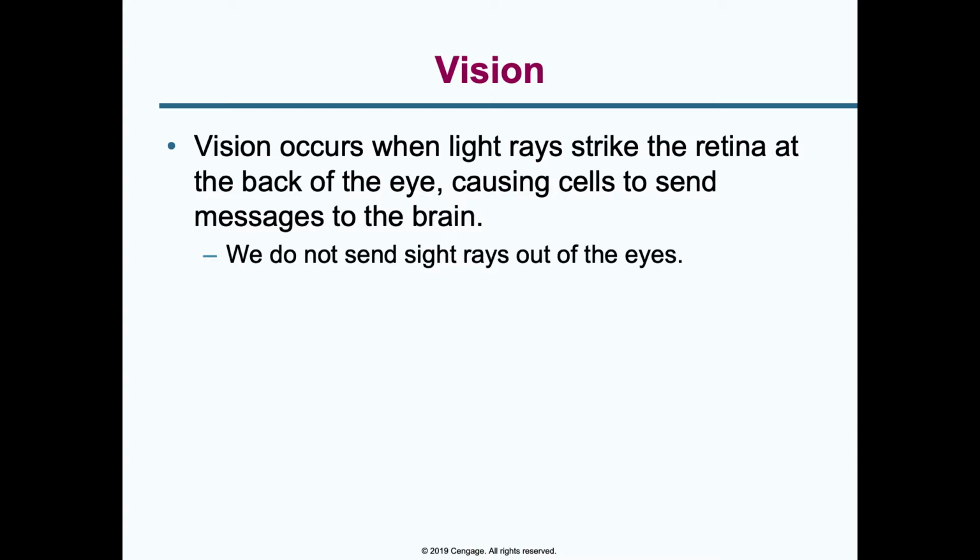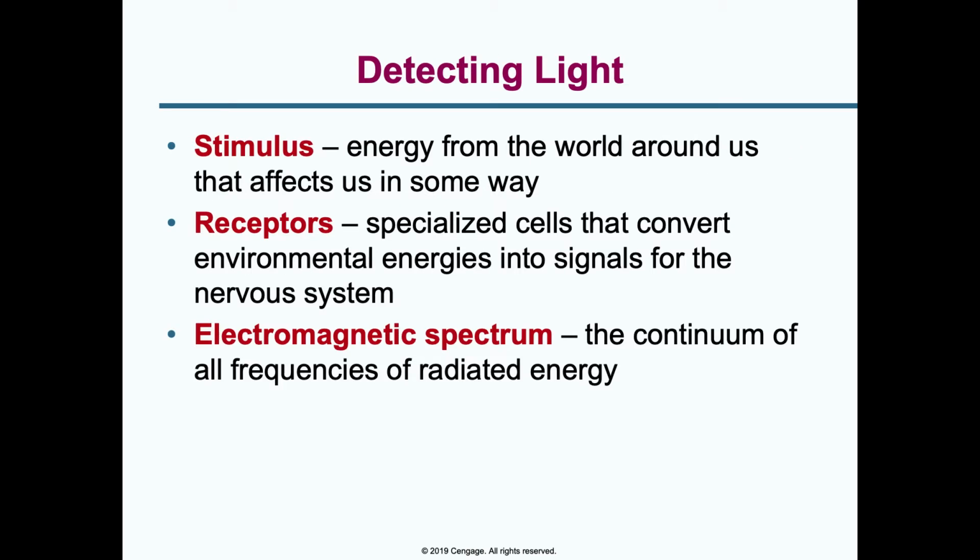Okay, so again, keeping in mind that vision is light entering your eye. We do not send sight rays out of our eyes. When we talk about vision, it's only about the entering of light into our eyes. Okay, how do we detect light? The way we know we're detecting light is we feel the sensation of a stimulus. A stimulus is something that comes from around us and then affects us in some way.